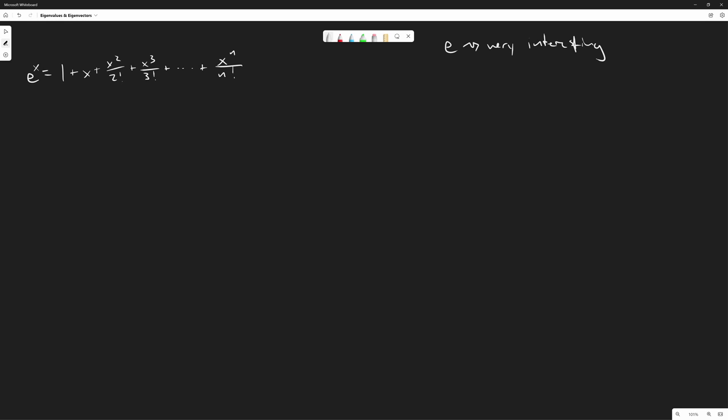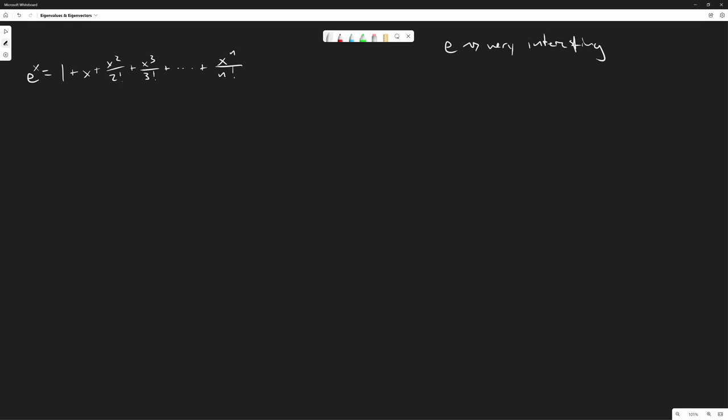Some people use it for estimation. So if you want to estimate e squared, you can just substitute x for 2, and you have 1 plus 2 plus 4 over 2 plus 8 over 6, and so on and so forth to however many terms you want. But let's be a little bit spicy, because mathematicians like toying with things. They like just playing around with things.